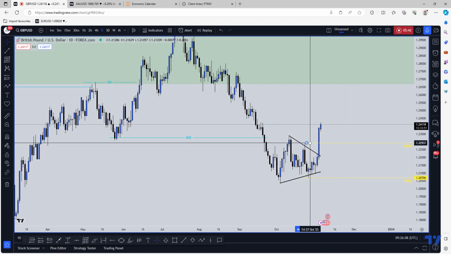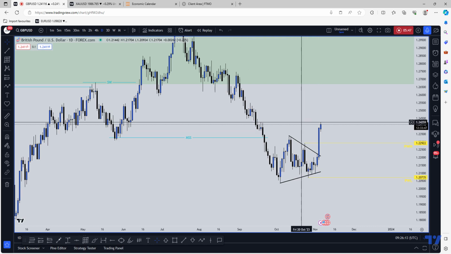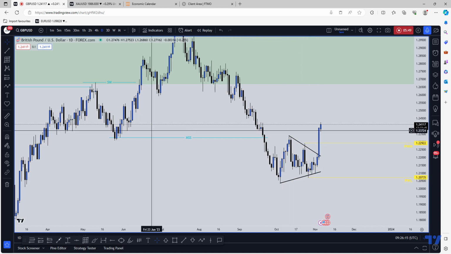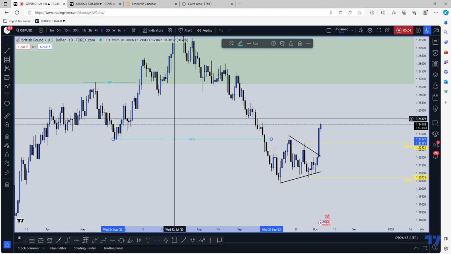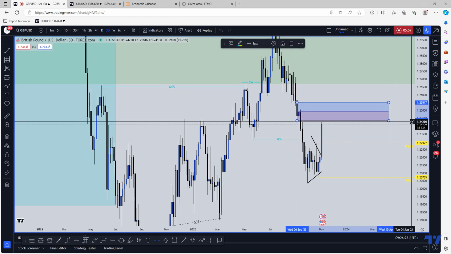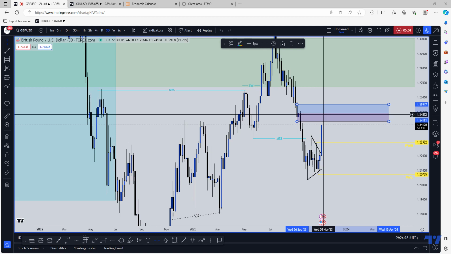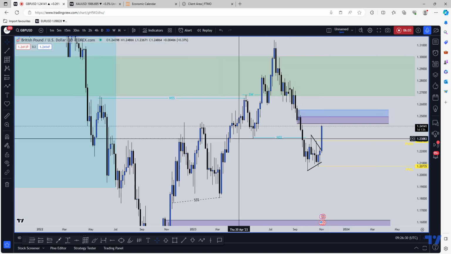We can also see that the market, as I said, has taken out the previous week high. Now we should start to target the previous week low. So the question is, where do we want to be looking for a short from? If we go to the 3-day time frame, straight away I can see this beautiful level of supply exactly here. The 50% of this level of supply lines up perfectly with the psychological level of 1.2500.